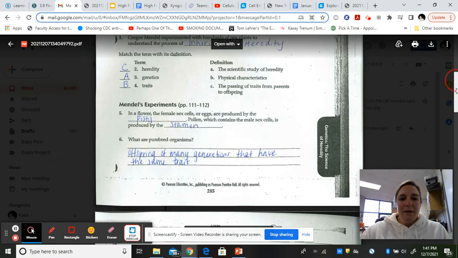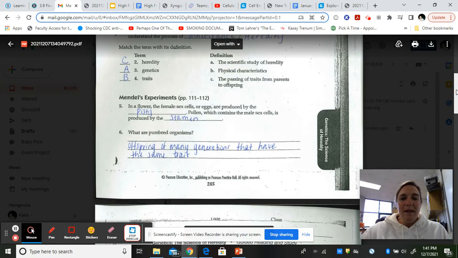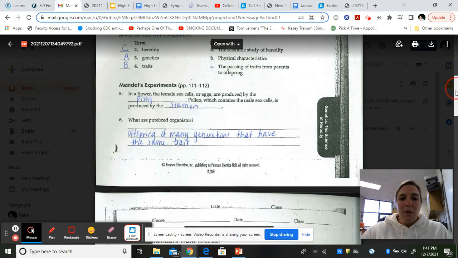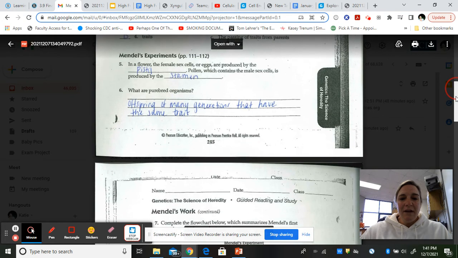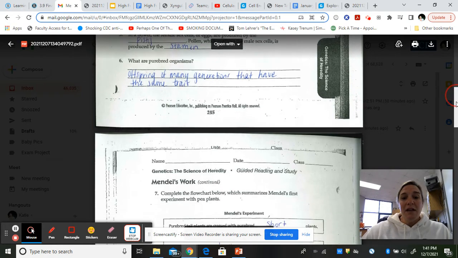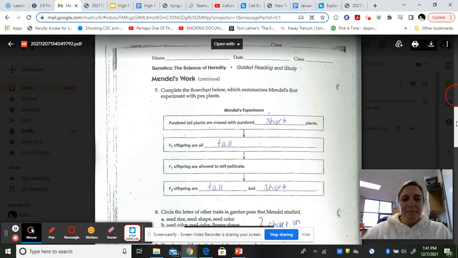In a flower, the female sex cells or eggs are produced by the pistil. Pollen, which contains the male sex cells, is produced by the stamen. Purebred: offspring of many generations that have the same trait. So you go generation, generation, generation, and they keep having the same trait. It's called a purebred. So it's really hard for that trait to change once you get a purebred.